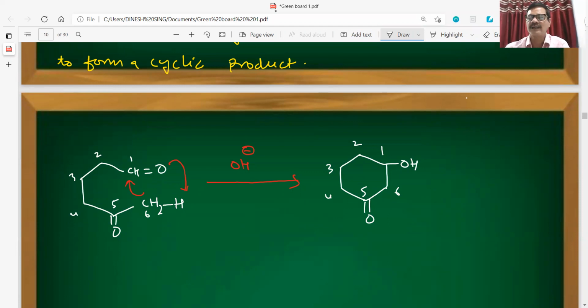This is the product for intramolecular condensation. So we will discuss some more problems regarding Cannizzaro. Some combined problems I will discuss tomorrow regarding Cannizzaro and this aldol condensation.